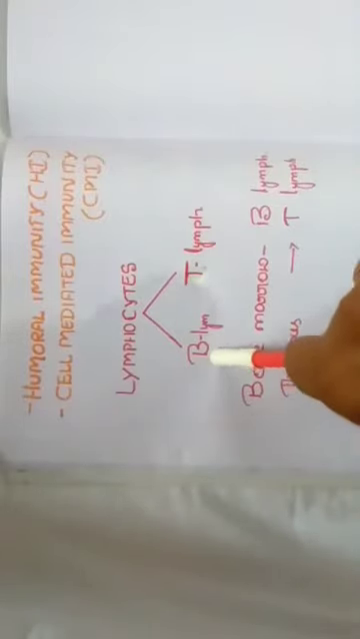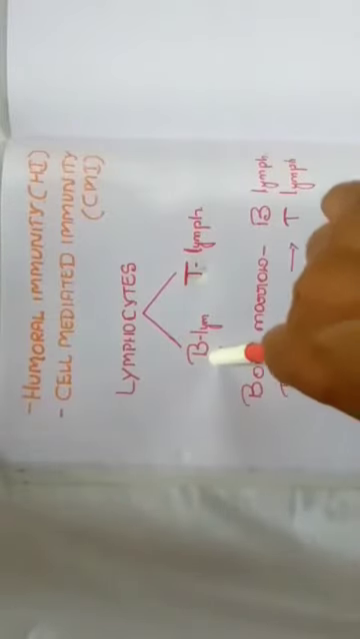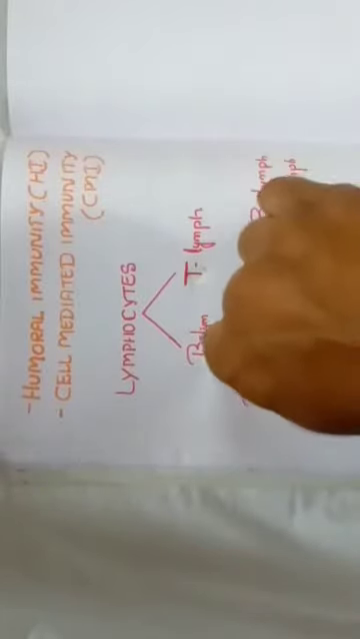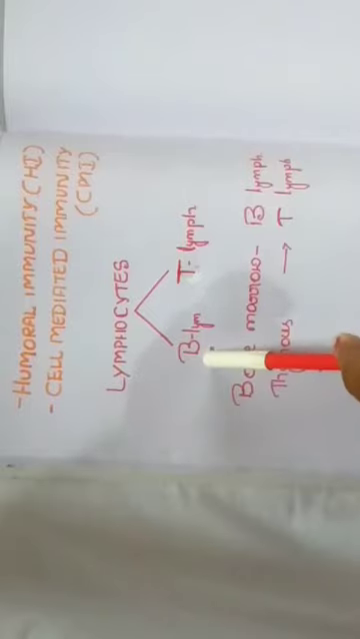So that's why they are called B lymphocytes. B stands for bone marrow, hence the name B lymphocytes. Why are they called so? Because they are produced in the bone marrow, and undergo differentiation and become functional within the bone marrow itself.